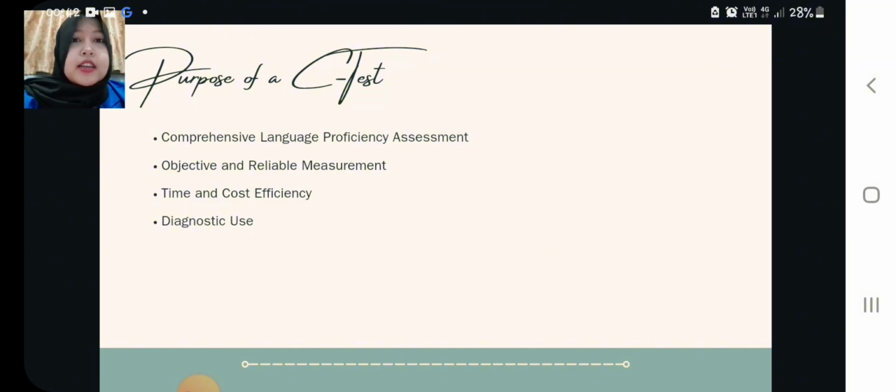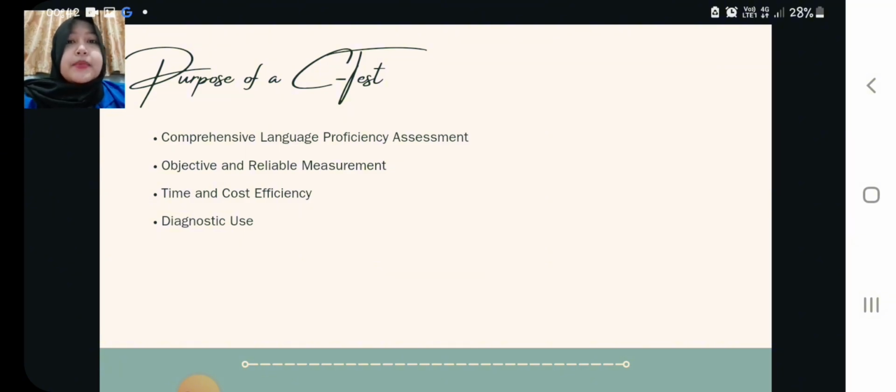The first is comprehensive language proficiency assessment. It means that the C-test simultaneously assesses various language skills, including reading comprehension, vocabulary, and grammar, allowing for a broad understanding of a person's language abilities.